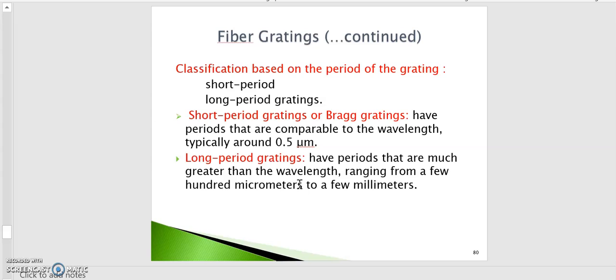Fiber gratings can also be classified based on the period of the grating: short period gratings and long period gratings. So a comparison is made with the wavelength. If the period of the grating is very near or comparable to the wavelength, that is, around 0.5 micrometer, I say it is a short period grating or Bragg grating. Suppose the period is very large compared to the wavelength, that is, hundreds of micrometers to millimeters, we call it a long period grating.